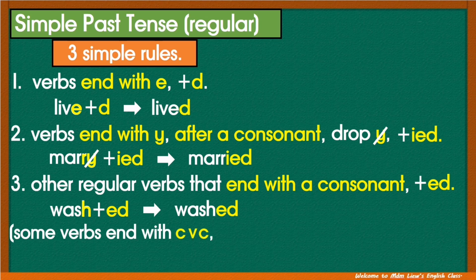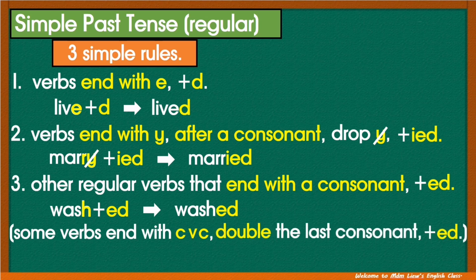However, there are some verbs that end with the last 3 letters, consonant, vowel, consonant. You need to double the last consonant, then add ed. Example: drop. The verb drop ends with the last 3 letters, consonant, vowel, consonant. So you need to double the last consonant P, then add ed. It becomes dropped. D-R-O-P-P-E-D, dropped.